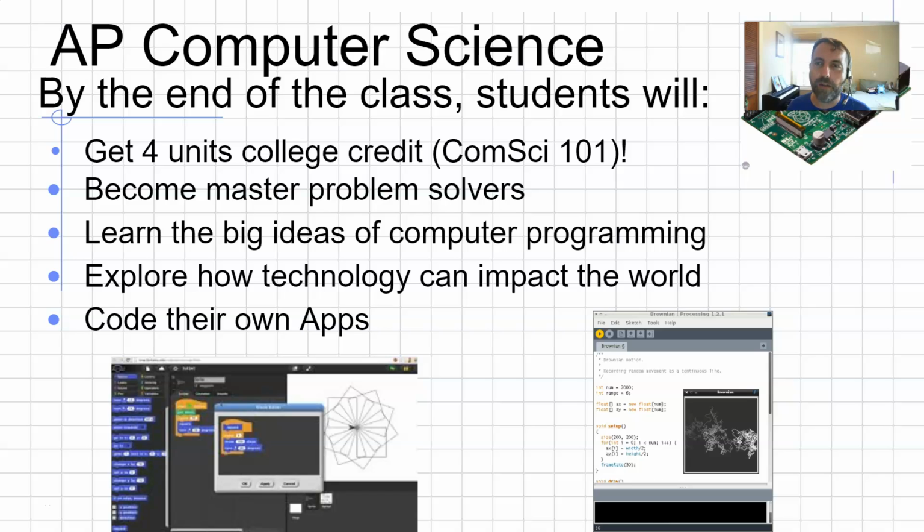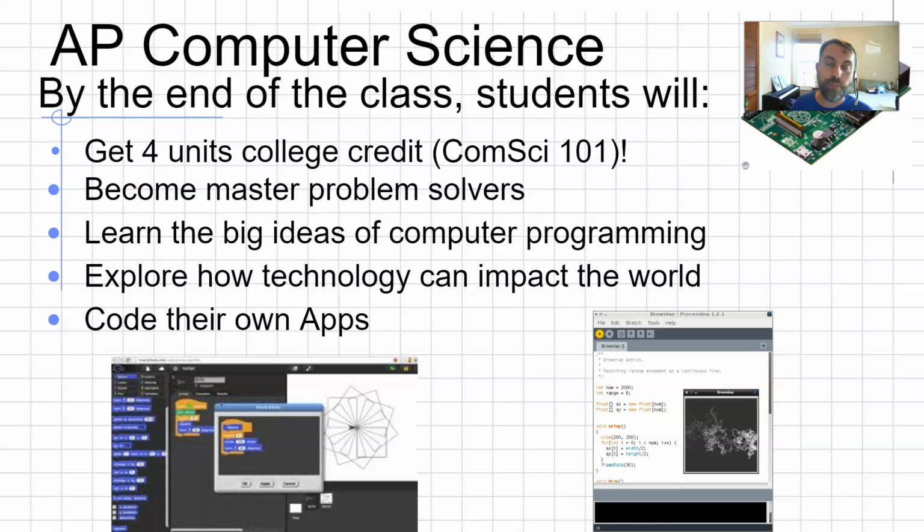And we are going to learn, obviously, a bunch of computer and technology skills. By the end of the class, students will get 4 units of college credit for Computer Science 101 at DVC. Those college credits can be transferred to UC, Cal State, private schools, or other community colleges, and it's free of charge if they pass the final exam or a project to get that credit.